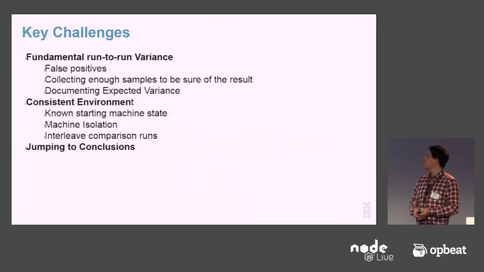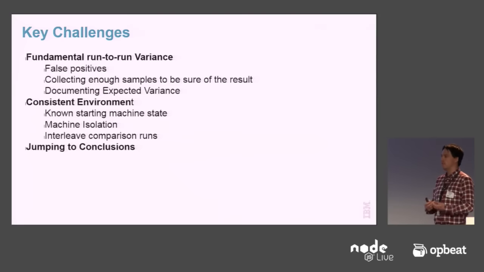The final key challenge is the jumping to conclusions. So it's very easy. You go and do a single run of your good build, a single run of the build you're testing. They look the same, brilliant, job done. We don't need to bother doing all those reruns because everything looks fine. You should still go back and make sure you collect a good number of measures so you have confidence in the data.